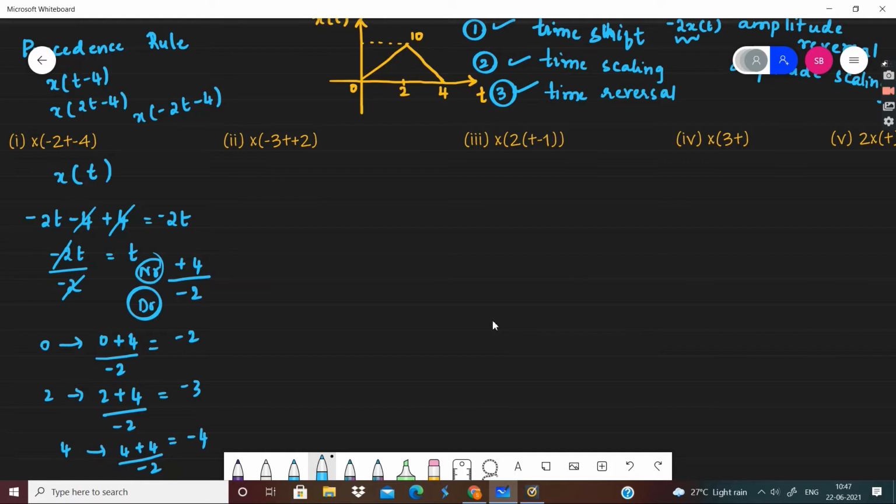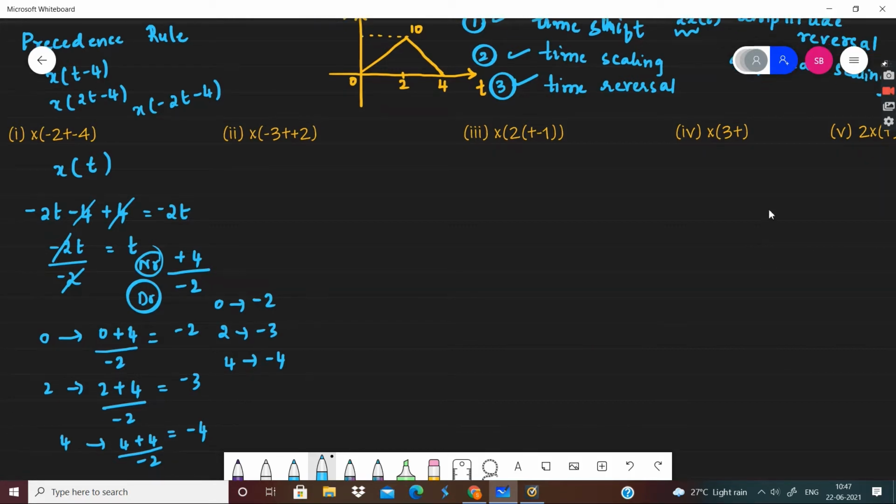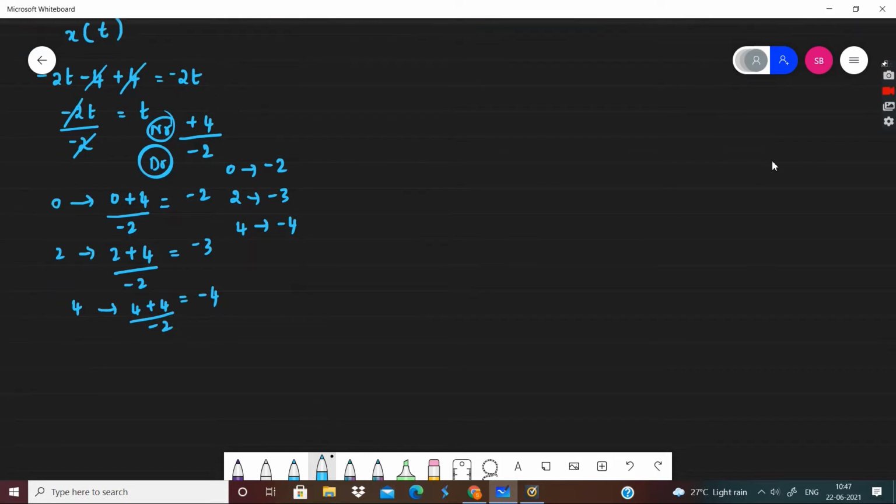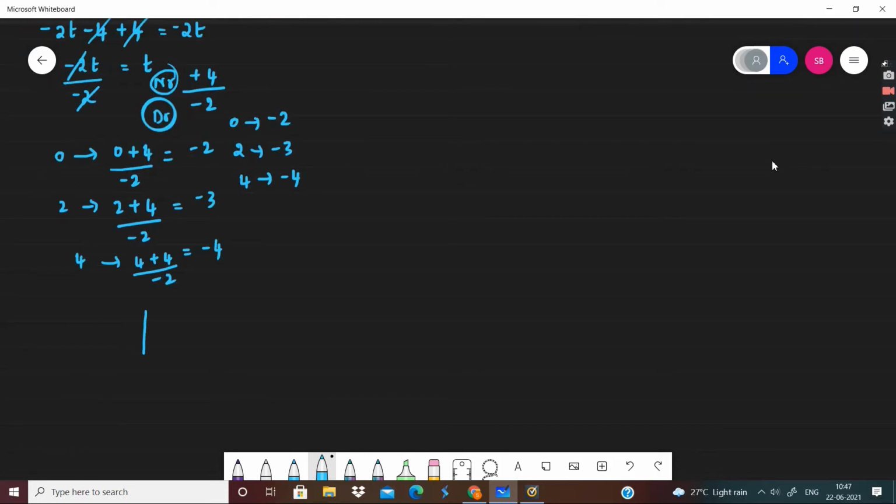So instead of your 0, it will now be -2. 0 is replaced with -2, 2 is replaced with -3 and 4 is replaced with -4. So how can I plot? The shape of the signal will remain as it is, only the time will change. Now if you want to plot the curve, this is your required signal.